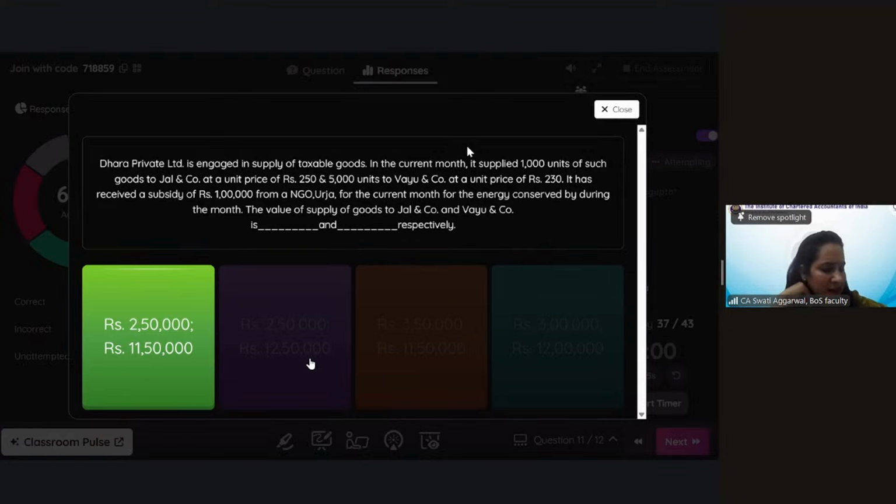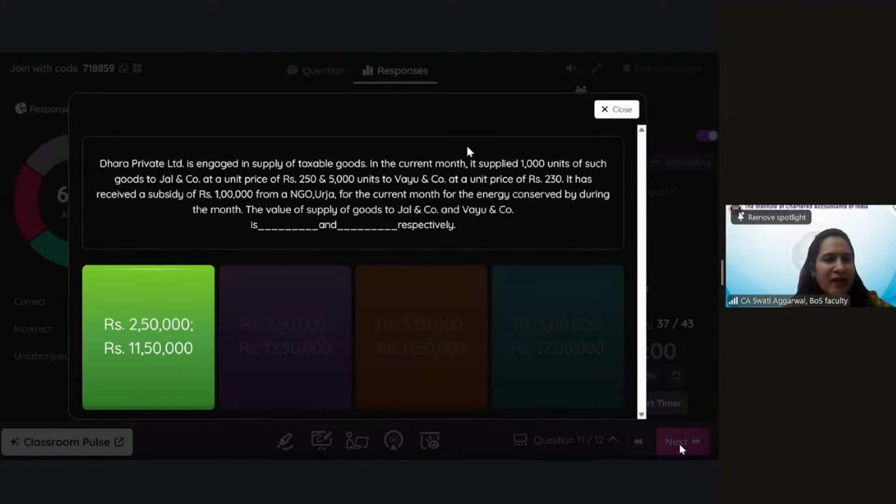जो सब्सिडी है, सब्सिडी तभी ऐड होती है. Value of supply shall include subsidies if it is directly linked to the price and excluding subsidies provided by central and state government. यहाँ पर सब्सिडी is in the nature of energy conservation. It is not linked to the price, so it will not be added in the value of supply.